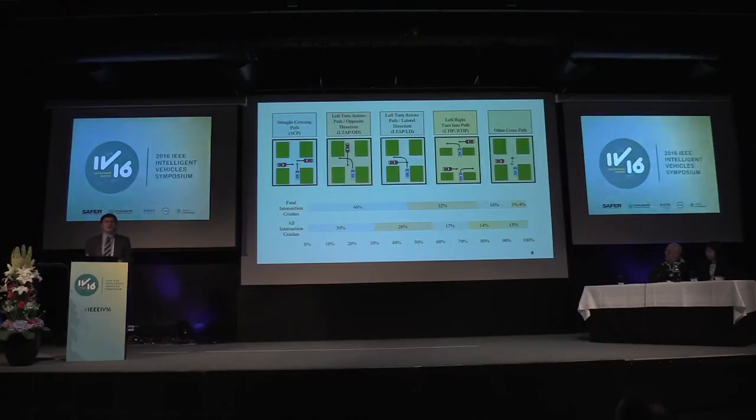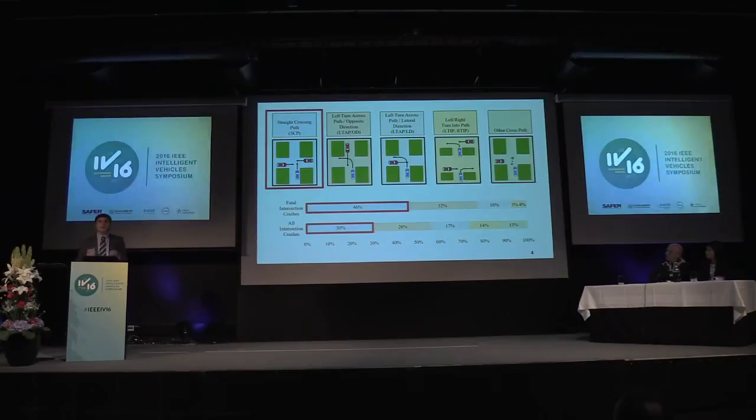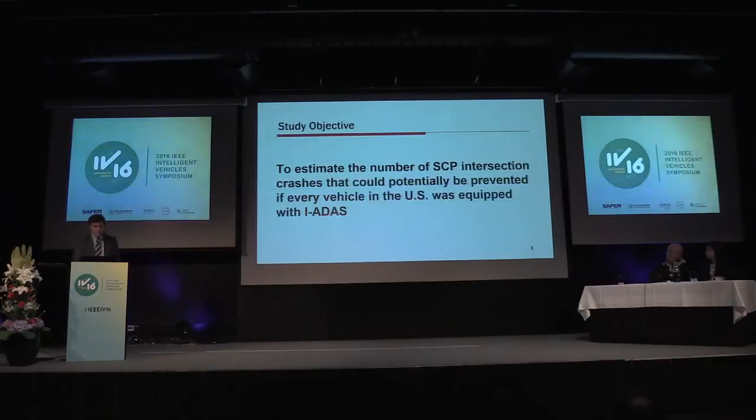So that can be things like a driver departing his lane and striking a vehicle coming from the oncoming direction. So for this study, I focus on the most common type of intersection crash mode, the straight crossing path scenario, that accounts for half of all fatal intersection crashes in the US and about a third of all intersection crashes. And because of that, these crashes are the highest priority in terms of intersection crashes in the US.